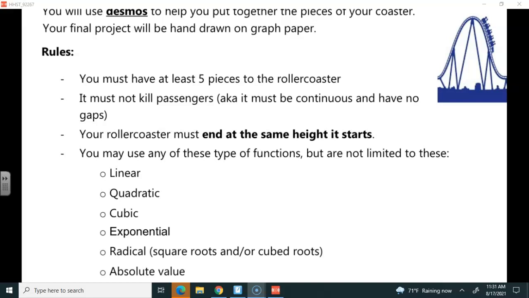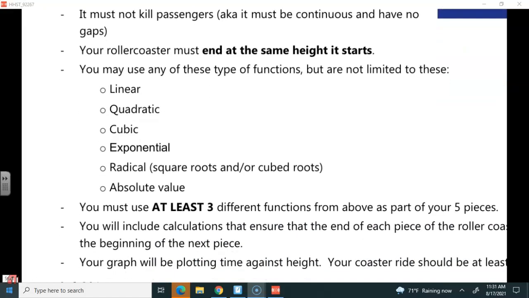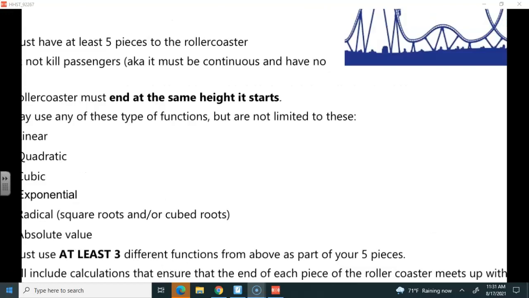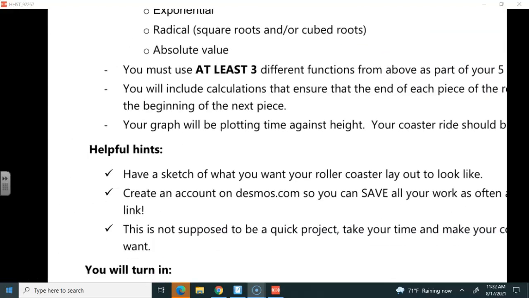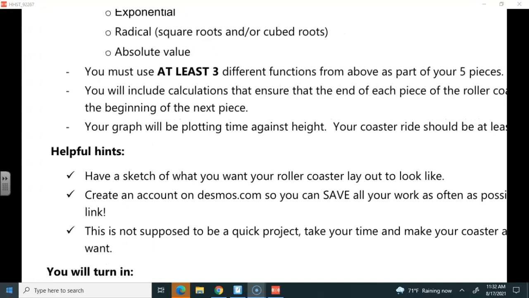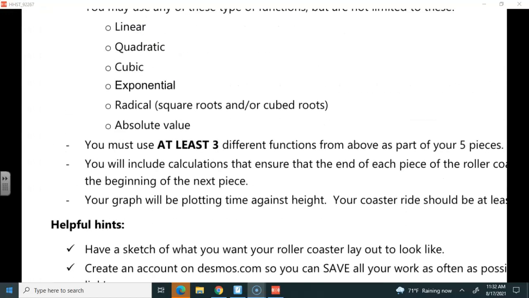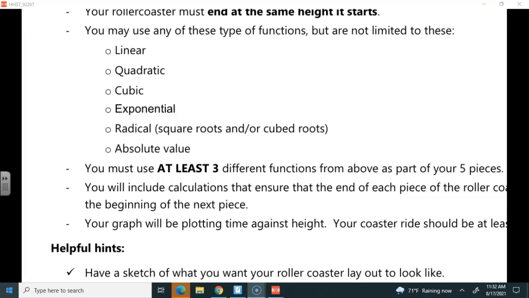Okay, you may use any of these functions, but not limited to: linear, quadratic, cubic, exponential, radicals, absolute values. If you want the little circle in it, you may have to look up a circle function, so you can put those in there also. You must have at least 3 different functions. So out of all your functions, you can't use all linear functions. You have to have at least 3 different functions, like linear, quadratic, cubic, or linear, quadratic, exponential. So 3 or more of your 5 pieces have to be different functions.